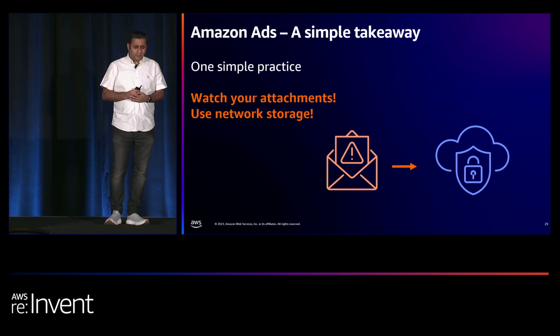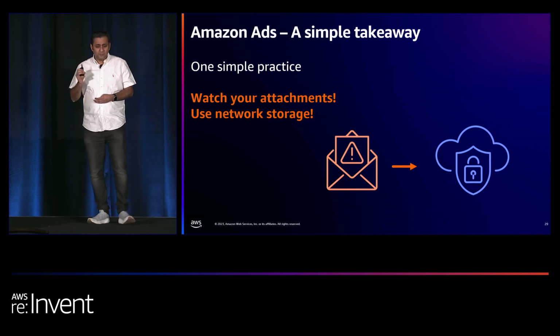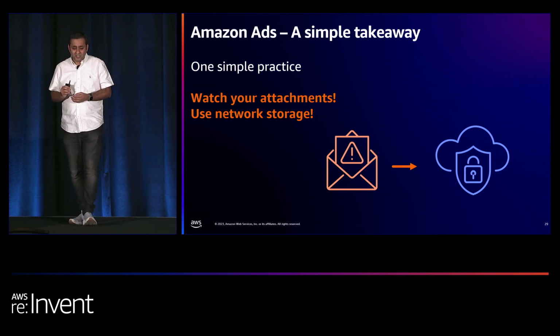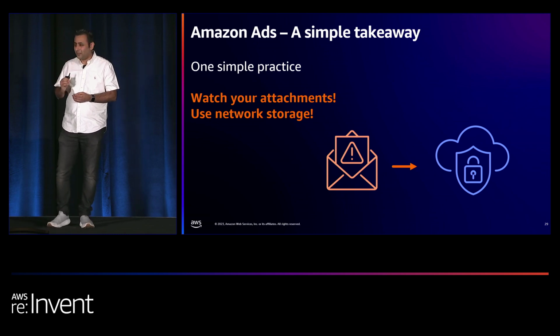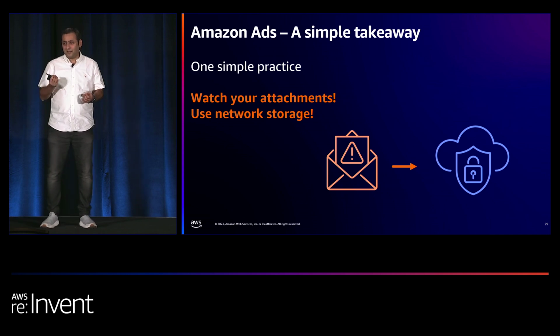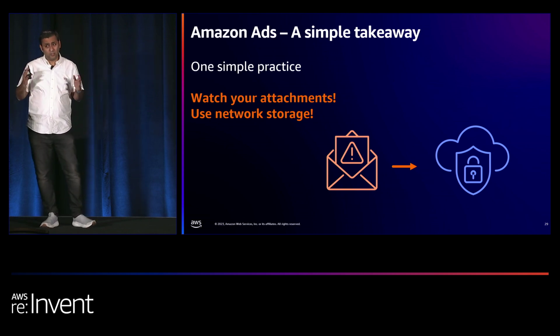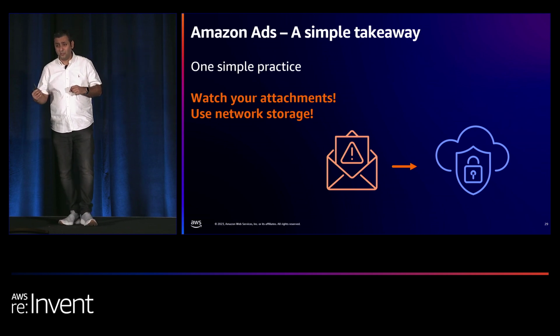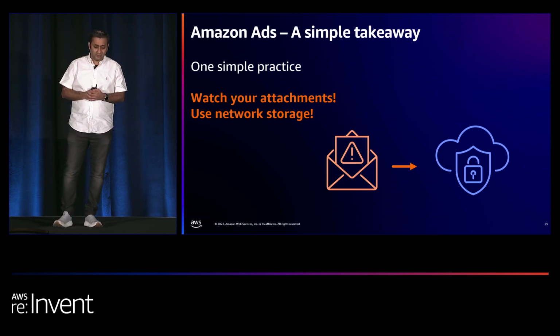I would like to finally talk about one simple practice that we'd like to encourage within Amazon Ads. Watch your attachments in emails. Use some sort of network storage, perhaps like WorkDocs. Imagine if you send one email with a meg attachment out to 100 people, and they proliferate that over to another 100 people. Just think about the data replication that is resulting from that. By simply storing it in one network location, you're going to be saving a lot of space.